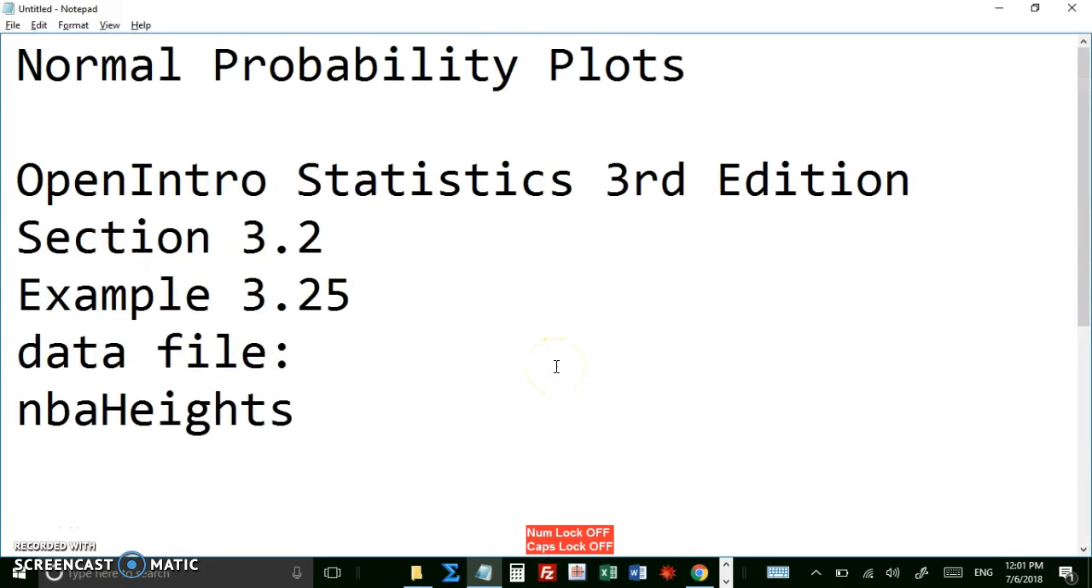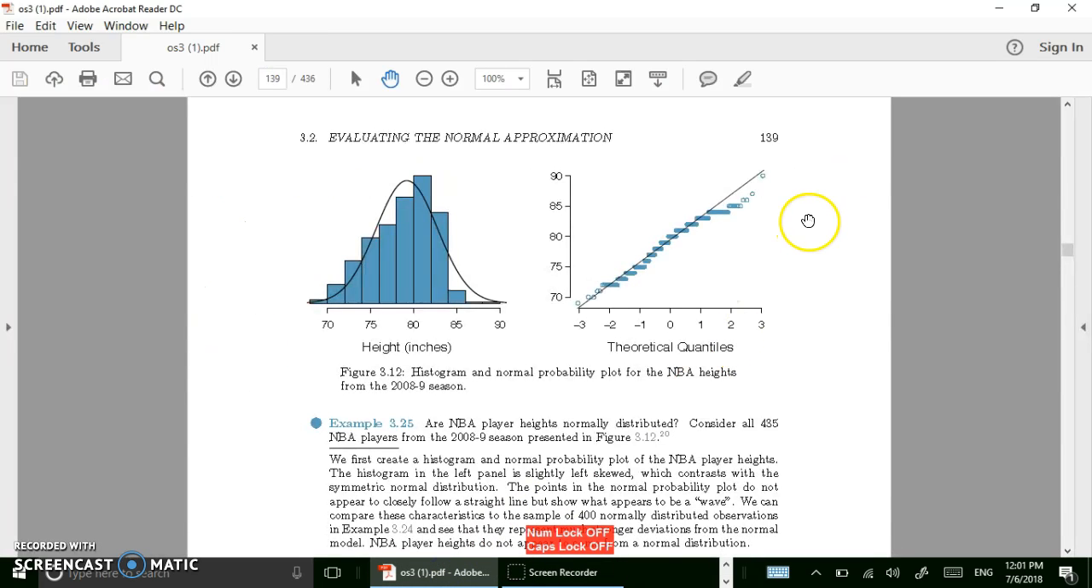Here is a video on normal probability plots using example 3.25 from section 3.2 of our statistics book. It also uses the data file NBA heights, which you can find from the set of data that comes with the textbook. Let's take a look at the page in the textbook here. It's page 139.